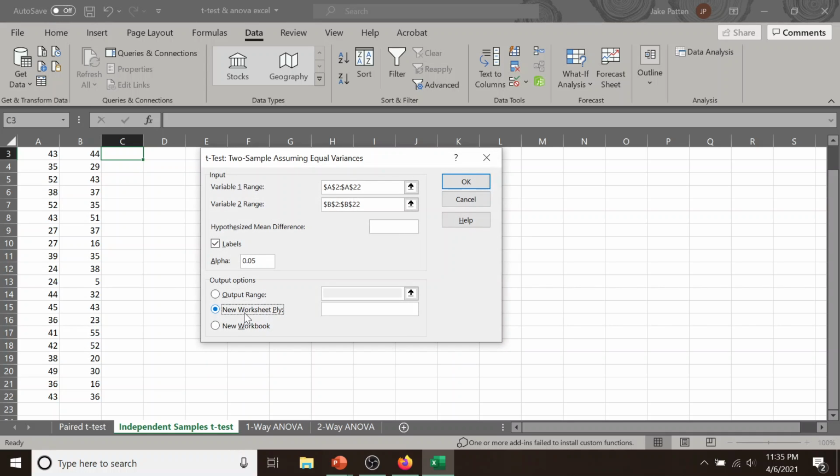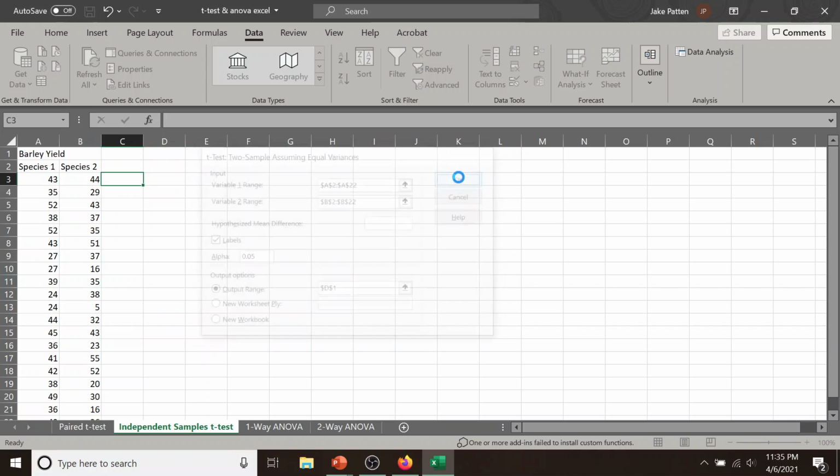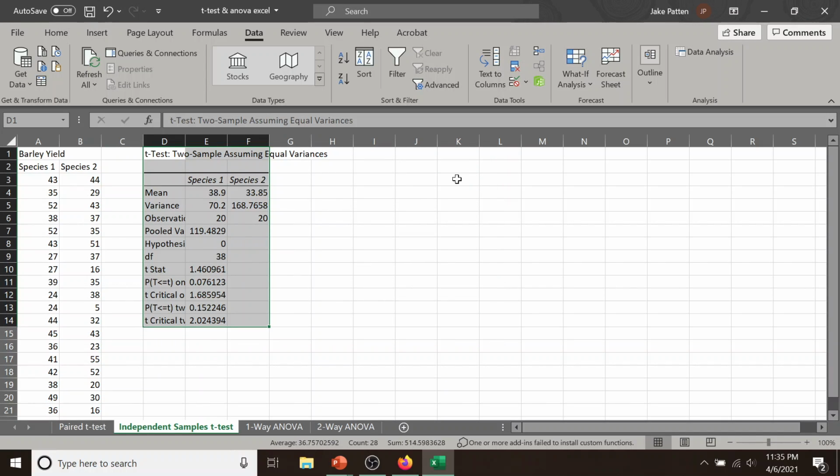And again, you could do a new worksheet. You could do an output range. I'm going to do an output range again. And I'm just going to throw this into cell D1 here. And that's it. It's that simple. Go ahead and click OK. Now remember, I said that these data are identical to what we used for the paired t-test. However, the p-values are very different.